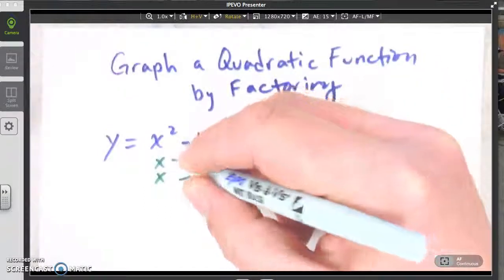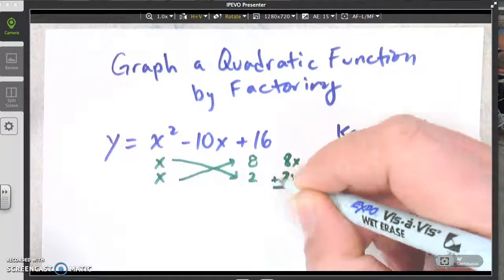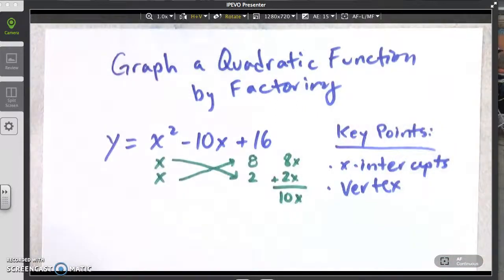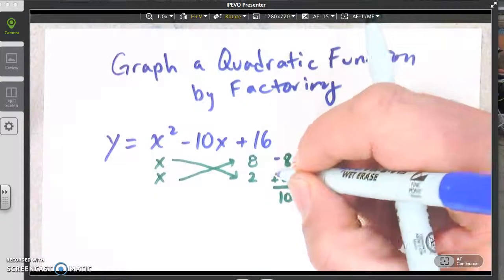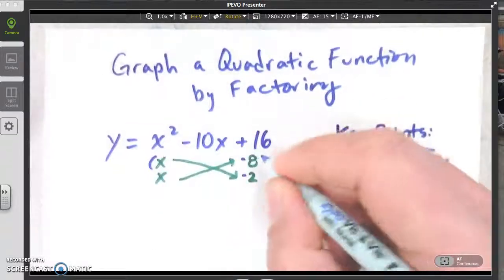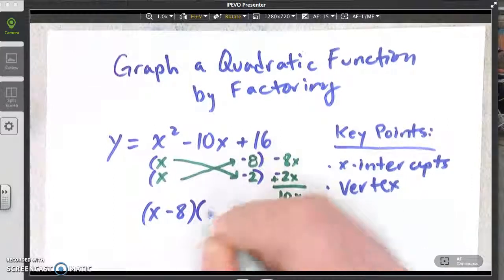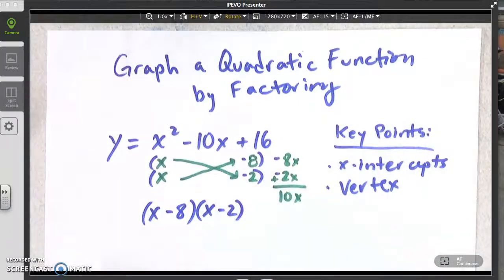And as we've talked about, you check that with the cross product, we'd have an 8x, a 2x, and those will add up to a 10x. Okay, we got a 10x. The problem is now we needed a negative 10. No big deal. As long as we switch both of these to negative, that'll still give us a positive 16 when we multiply, because a negative times a negative is a positive. And the middle term will be a negative 10. So then our factors right here are x minus 8, x minus 2. All right.